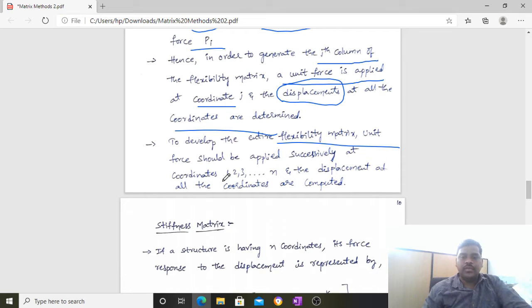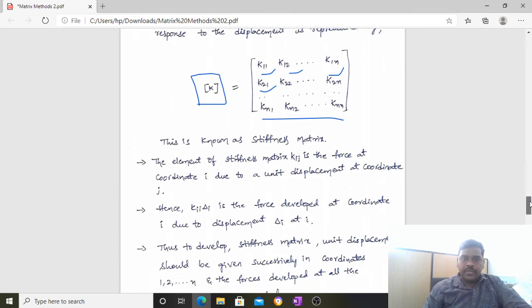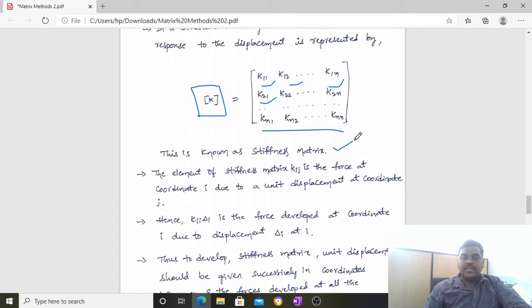How many coordinates there are depends on whether it is a simple beam or a portal frame. And coming to the stiffness matrix, if a structure is having n coordinates, that stiffness k is called stiffness, which we already know in moment distribution method. In the same manner, k11, k12, k1n and k21, k22, k2n, kn1 until knn, this type of matrix is written. This is known as a stiffness matrix, and there is a small difference that is shown here.